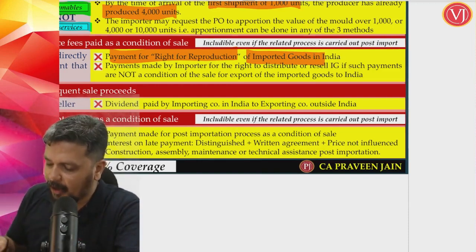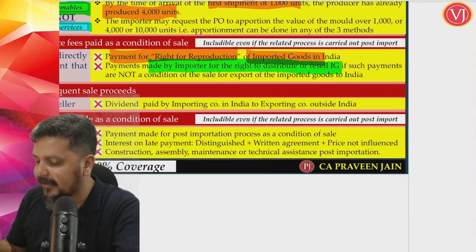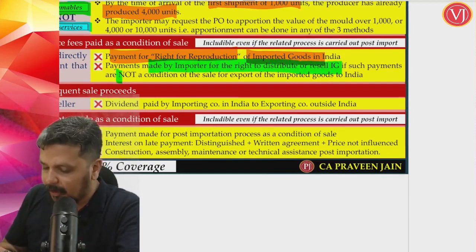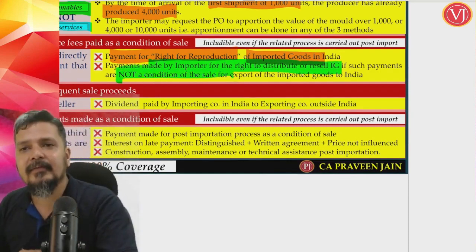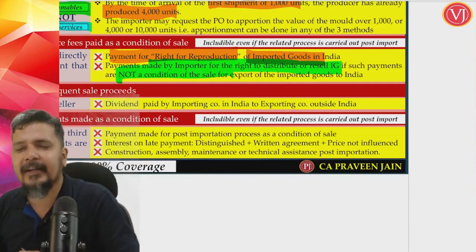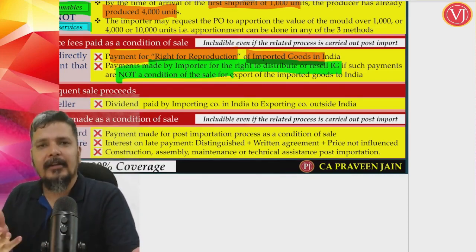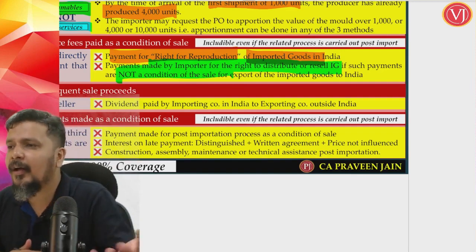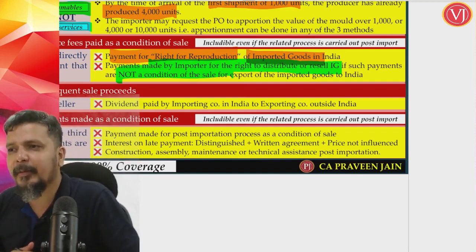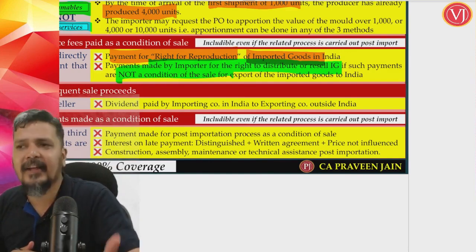And when you talk about payments made by the importer for the right to distribute or resell those imported goods, which is not a condition of sale. Say for example, I import a machinery for 10 crore plus 1 crore, which is a royalty. I have to pay import duty on 11 crore: 10 crore for the machinery and 1 crore the royalty or the license fees on the machinery. Both the conditions are satisfied. What are the conditions? Related to imported goods as a condition of sale.